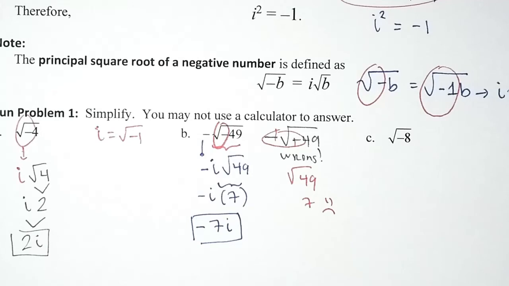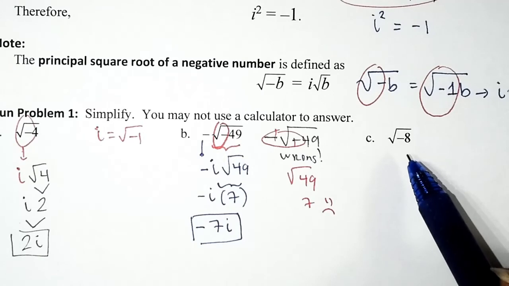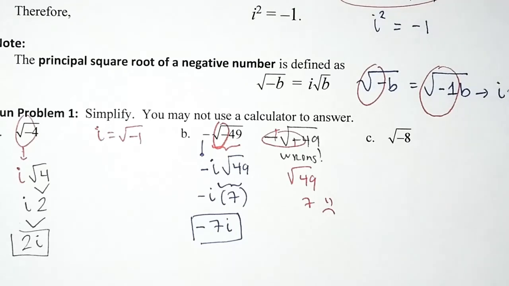Problem C. So we have the square root of -8. So what is the square root of -8? Who knows? Okay, we know it's not a real number, because square roots of negative numbers represent non-real numbers. But we are asked to simplify it, not just to classify it. So first things first, we need to fix it so the radicand is positive.